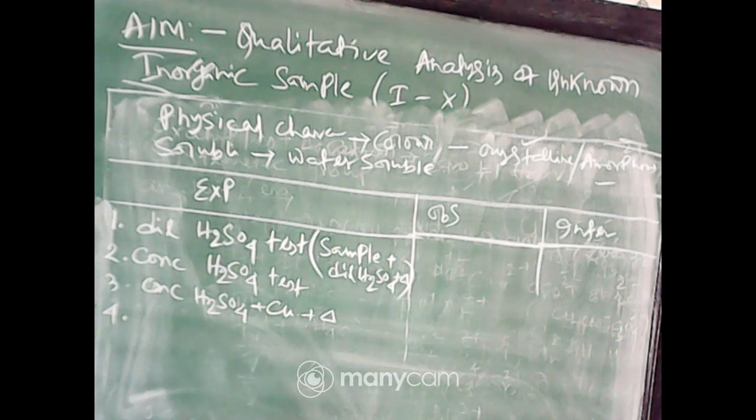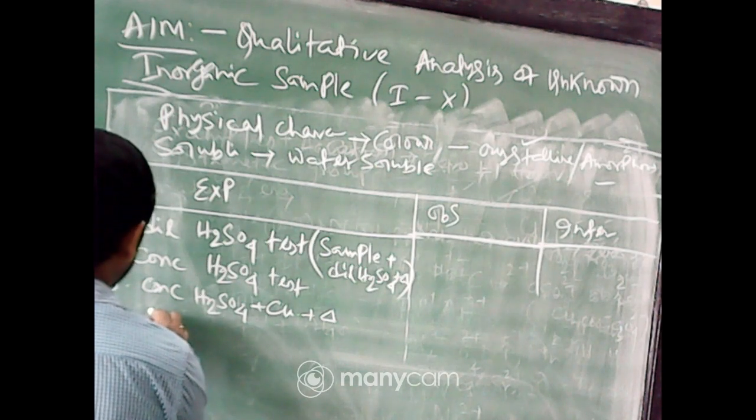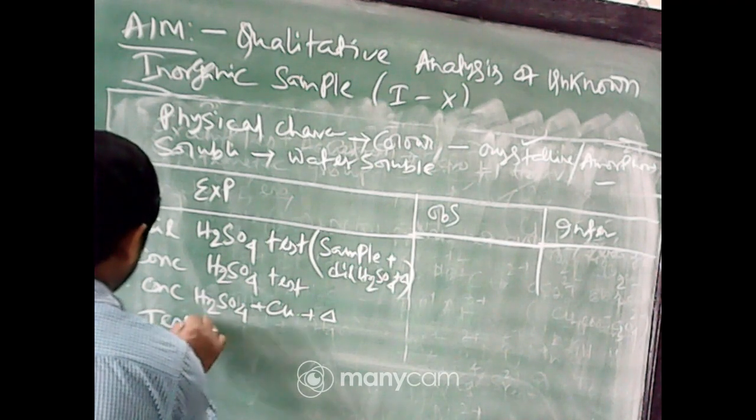Number 4 is dilute H2SO4, concentrated H2SO4 plus copper turning. Okay, next is the test tube heating.